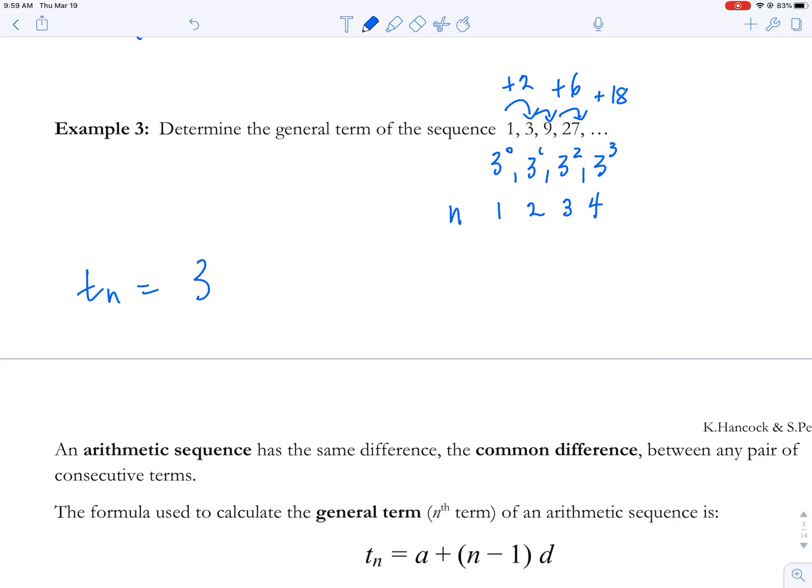This was n. So when n was 1, we wanted the exponent to be 0. When n was 2, we wanted the exponent to be 1. When n was 3, we wanted the exponent to be 2. So each time it was going to be 3 to the exponent of 1 minus 1, 3 to the exponent of 2 minus 1, 3 to the exponent of 3 minus 1, and so on. So my general thing would be 3 to the exponent of n minus 1.